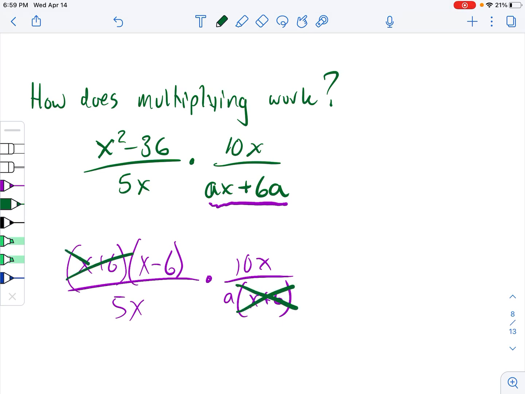And notice I'm canceling, sort of going across to take the whole chunk. 10x and a 5x. Oh, okay, so I'm going to divide that by 5x and divide this by 5x and just get a 2. So I will get, don't forget my a is hiding down here. So I'll have 2 times x minus 6 over a.